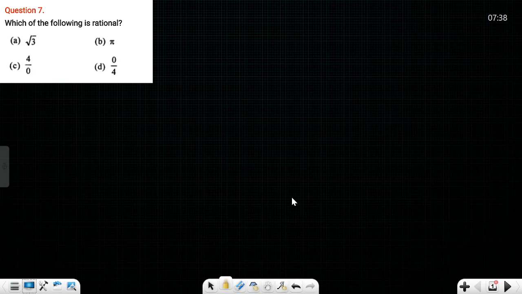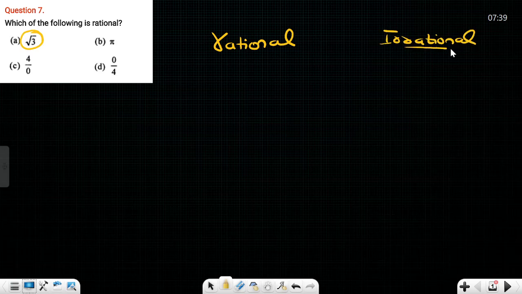Now we are proceeding ahead. Say the seventh problem. Which of the following is rational? He is not talking about irrational, rational. If you see here carefully, root 3 is irrational. I am classifying all the options into two categories, rational, irrational. So first option, root 3 is irrational because 3 is not a perfect square.